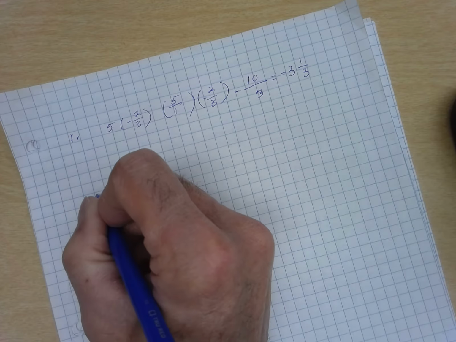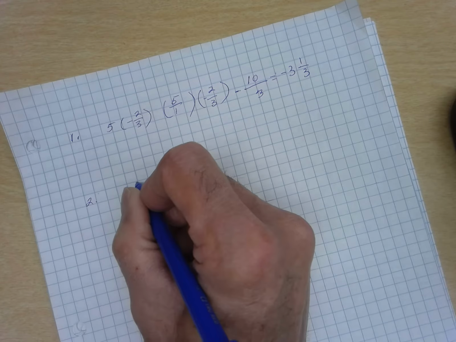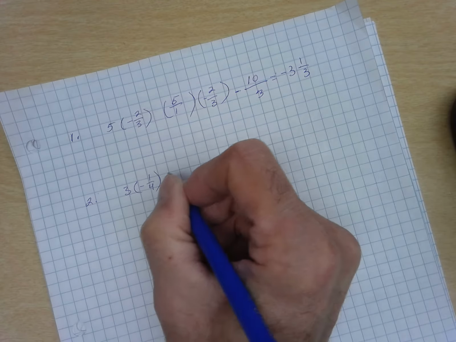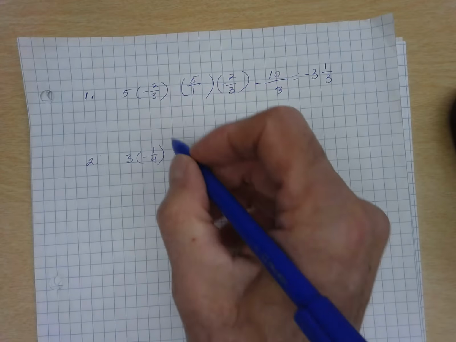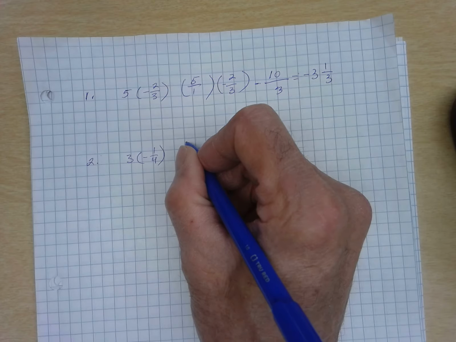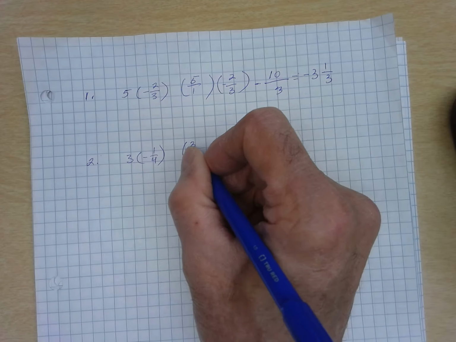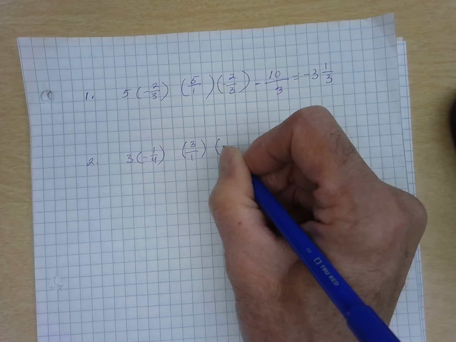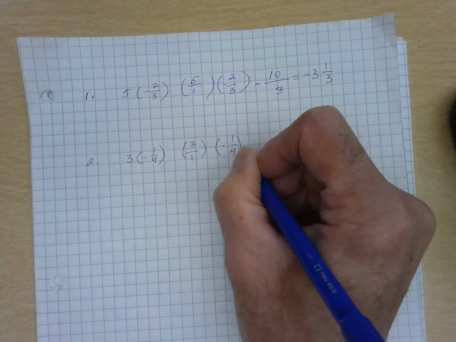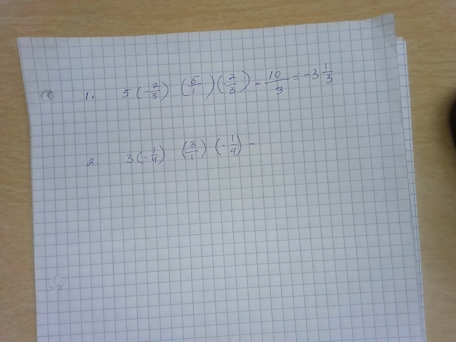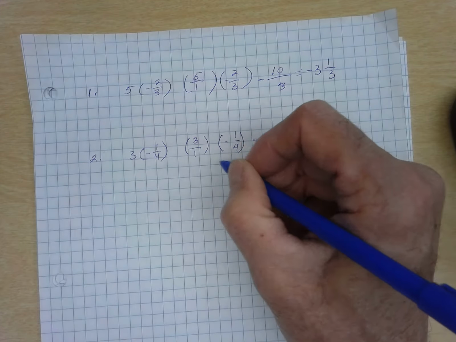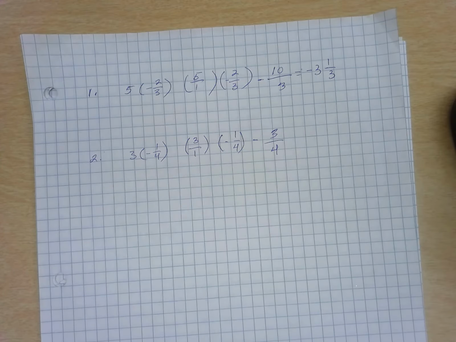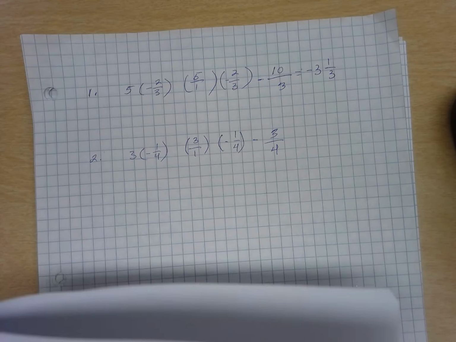2. 3 times a negative 1 over 4. Once again, I'm multiplying a negative and a positive, and a whole number times a fraction. So I'm going to turn that whole number into a fraction. My product will be negative. 3 times 1 is 3. 1 times 4 is 4. So this guy is already in its simplest form. Negative 3 over 4.